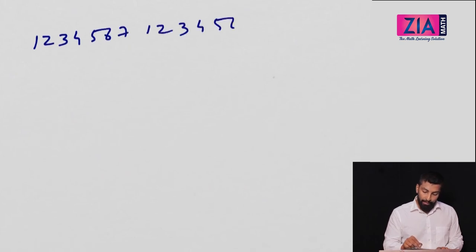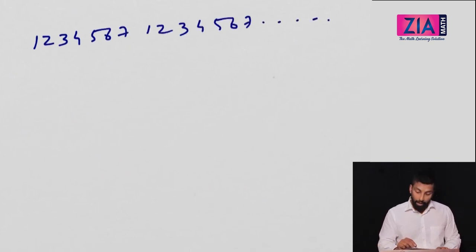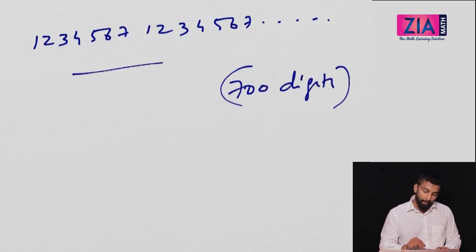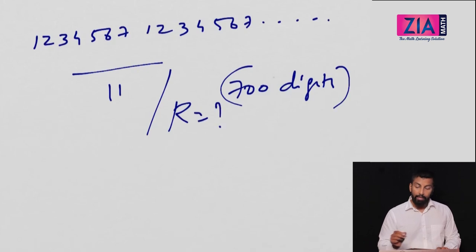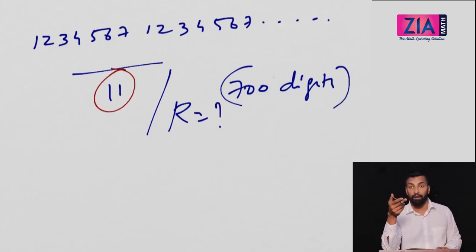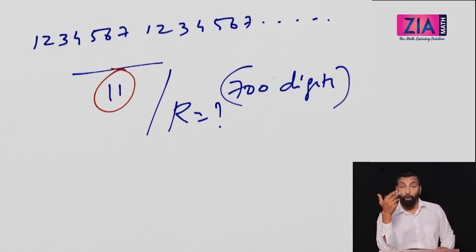Now, in case of 11, if you get a question like this, 1, 2, 3, 4, 5, 6, 7, 1, 2, 3, 4, 5, 6, 7, like this, you have 700 digits. Divided by 11, what is the remainder? The divisor is 11, so you're looking for the divisibility of 11. In case of 11, I told you, you don't have to group into ones. If you want, you can group into groups of 3, 5, 7, 11, etc. In case of 11, you have enough flexibility.